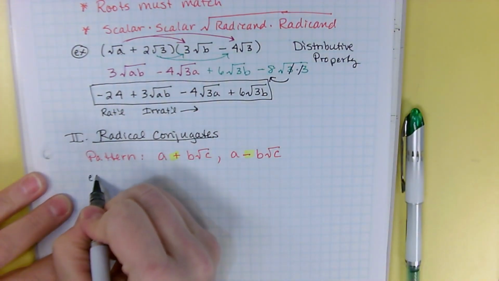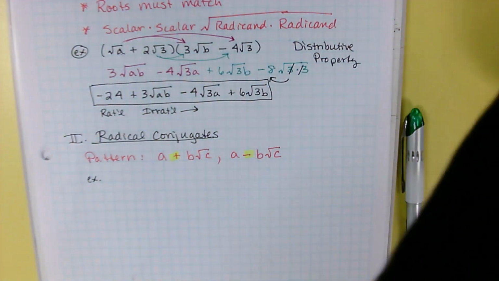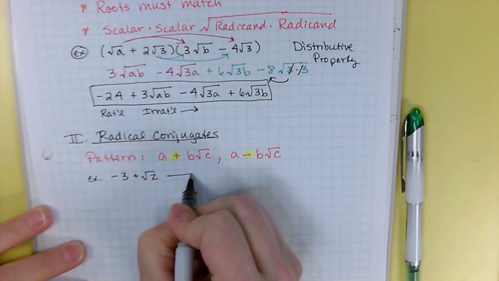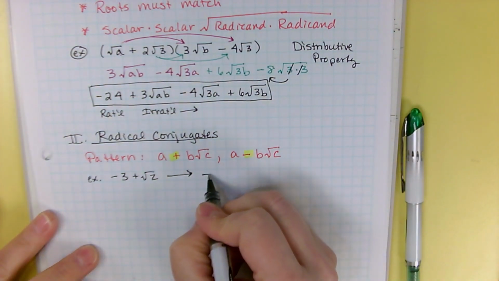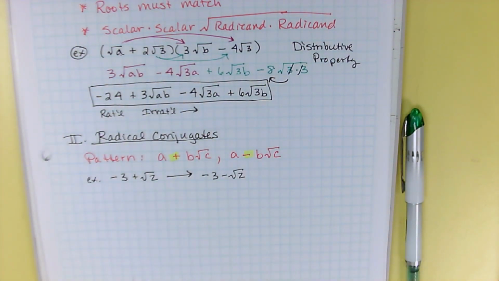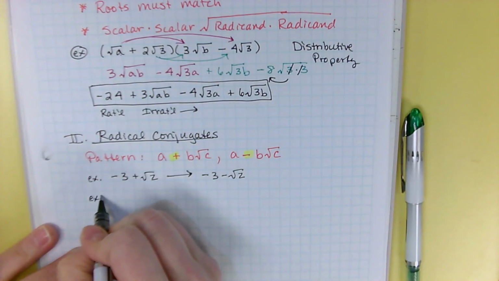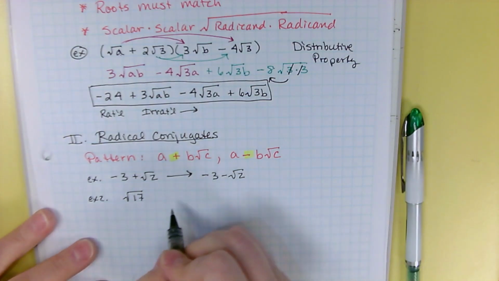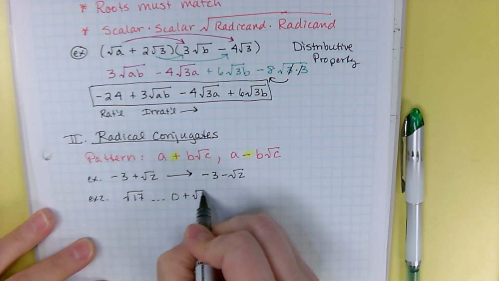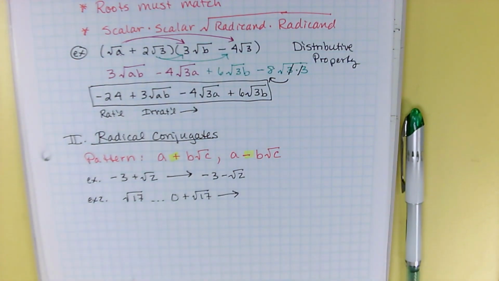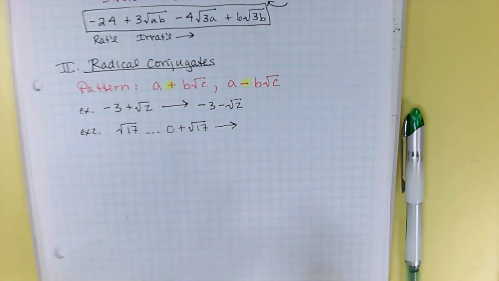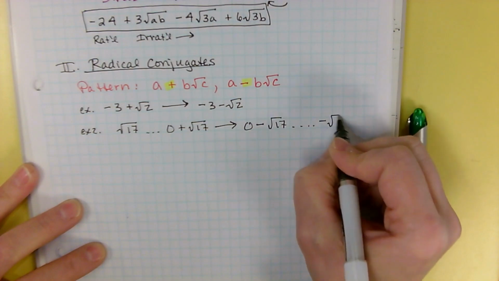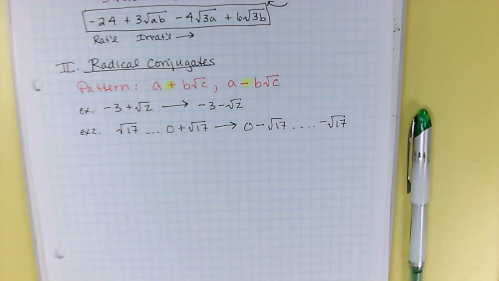So for example, if I give you the number negative 3 plus radical 2, its radical conjugate is negative 3 minus radical 2. If I give you the number radical 17 and there isn't a beginning number, this is the same thing as 0 plus radical 17. If you think of that missing real part as a 0, then change the middle sign. It'll be 0 minus radical 17, which is negative radical 17 for the conjugate.